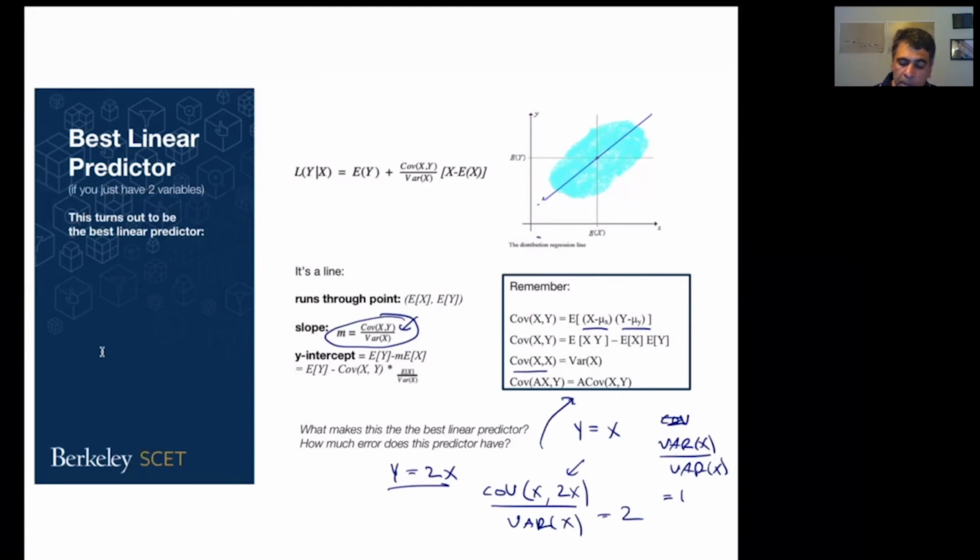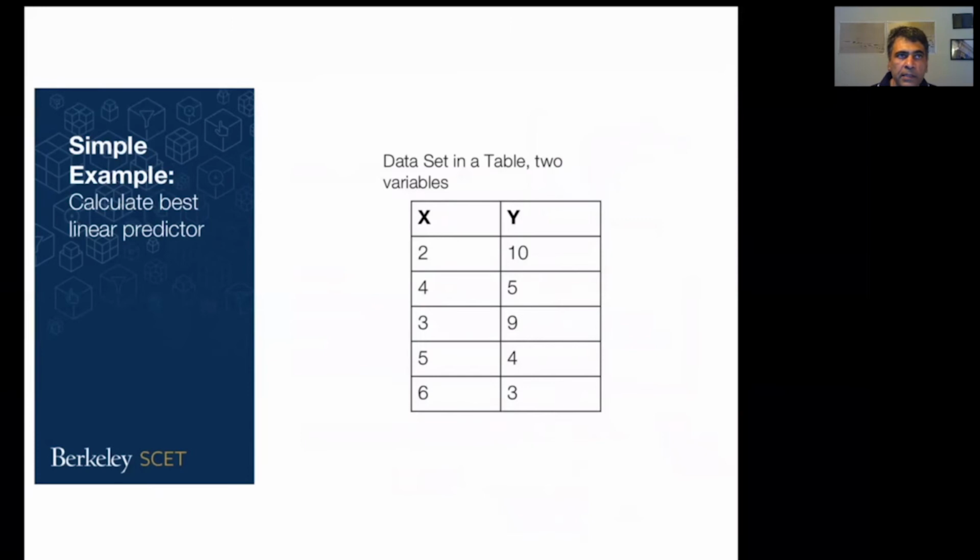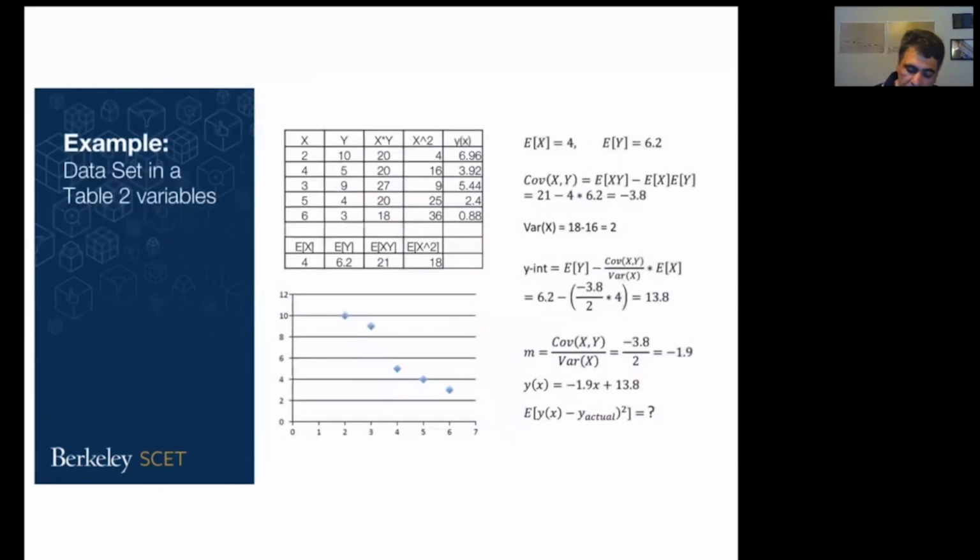And that's how we pick the value of m, and it's how we pick the y-intercept. Now, here's a very practical example. Here's a table with values of x and y. And what we're going to do is simply calculate the best linear predictor given this sample data. This is how we do it. So the data that I just showed you is right here. This is the x and the y column. And you can maybe think of this like a spreadsheet.